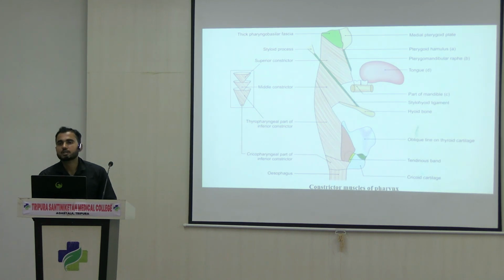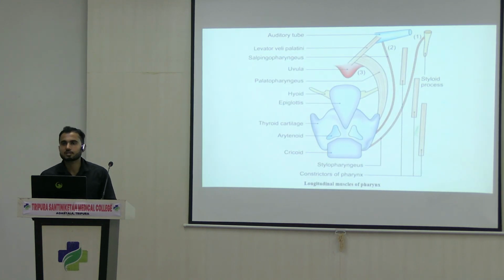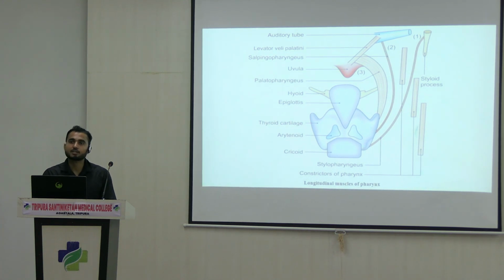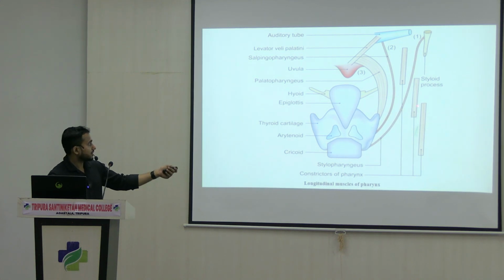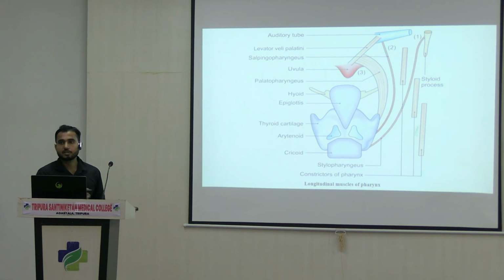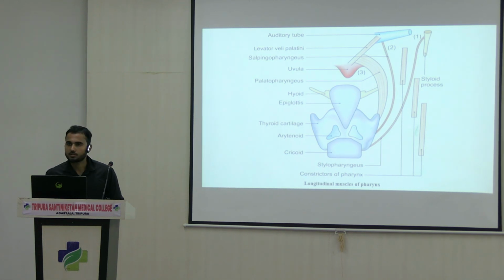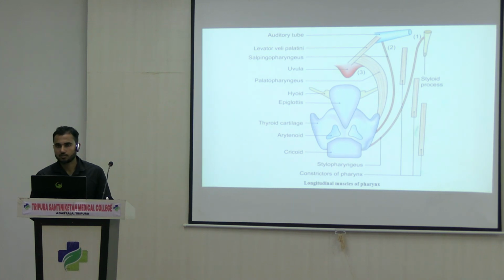So these are the constrictor muscles. Next, here you can see which muscles these are? Longitudinal muscles. Where are they present? They are present on the inner aspect. So here you can see these are the constrictor muscles and these are the longitudinal muscles. How many longitudinal muscles are there? Three pairs. The names are: this is the stylopharyngeus muscle, this is the salpingopharyngeus muscle, and this is the palatopharyngeus muscle. Three pairs of longitudinal muscles are present.